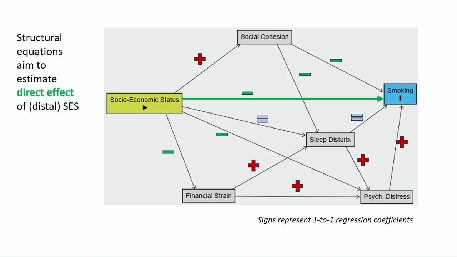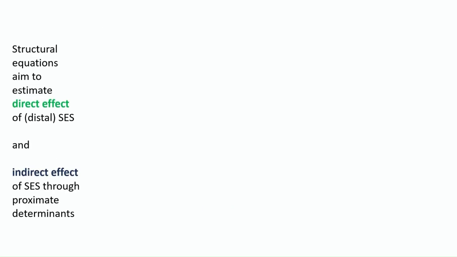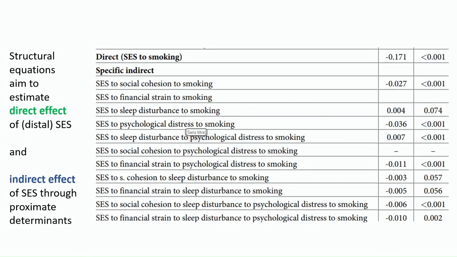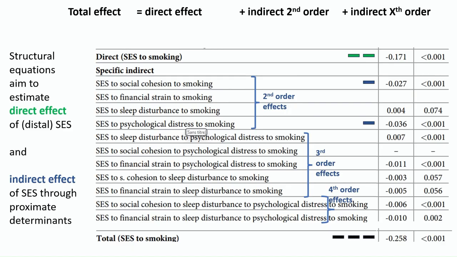In addition to the direct, first-order effect of socioeconomic status on smoking, the table shows the indirect second-order effects of socioeconomic status through other variables, as well as the third-order and fourth-order effects, which add up to form the total effect. The higher the SES, the less common smoking is. The total effect can therefore be broken down into a direct and second or higher order indirect effects. Each effect can be estimated empirically and added up according to the order of the effect.